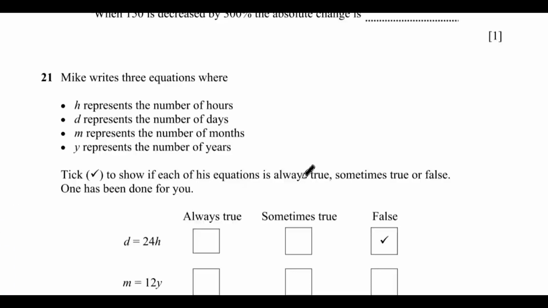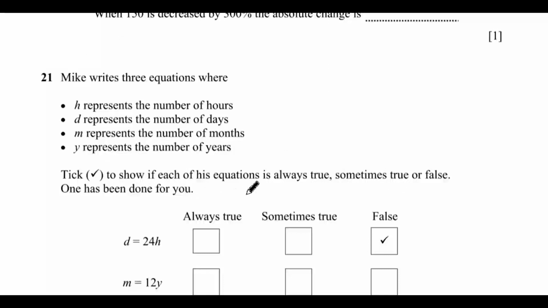Okay, from progression test stage 8, paper 2, 2024. Mike writes 3 equations where H represents the number of hours, D represents the number of days, M represents the number of months, Y represents the number of years. Take this sign to show if each of his equations is always true, sometimes true, or false. One has been done for you.